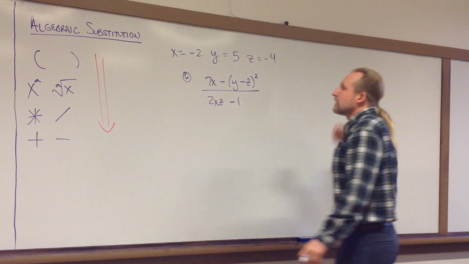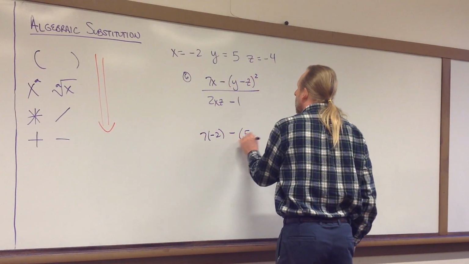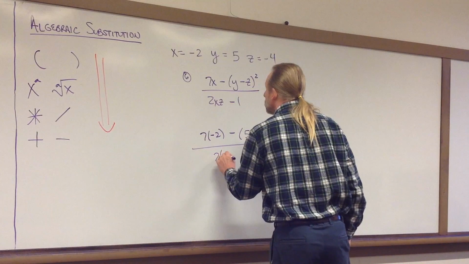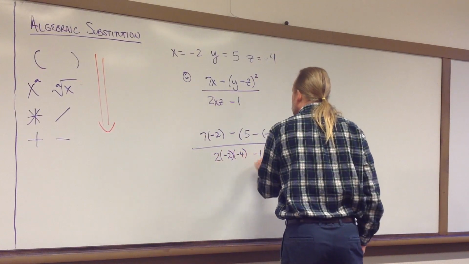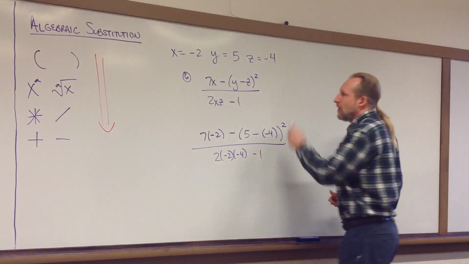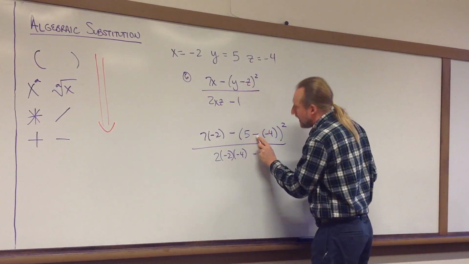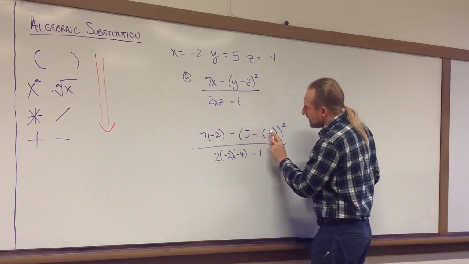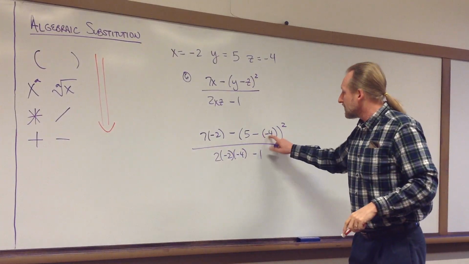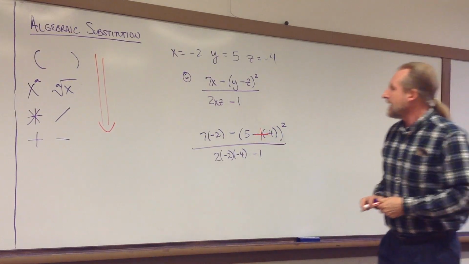So let's go ahead and plug everything in. We'll have 7 times negative 2, and then y minus z squared, and then 2 times x times z minus 1. Now, something I want to point out here, and this is something people often get confused about: this minus sign right here came with the formula. This minus sign right here comes with the value of z. And this minus and minus is going to make this a plus. 5 plus 4.